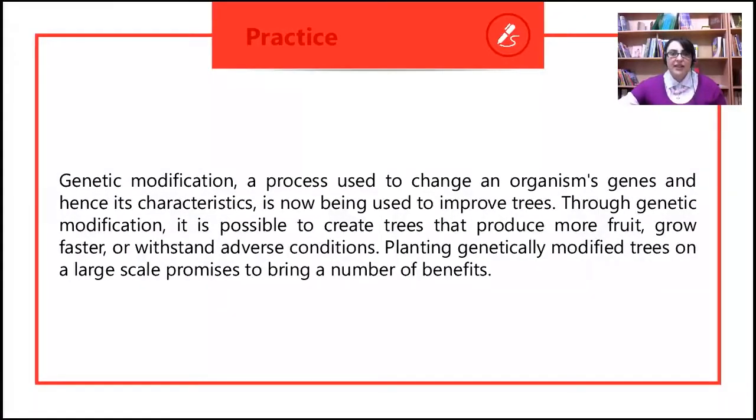So this is the passage: genetic modification, a process used to change an organism's genes and hence its characteristics, is now being used to improve trees. Through genetic modification, it is possible to create trees that produce more fruit, grow faster, or withstand adverse conditions. Planting genetically modified trees on a large scale promises to bring a number of benefits. So this is your passage. Now I want you to summarize it with only one sentence, not more.